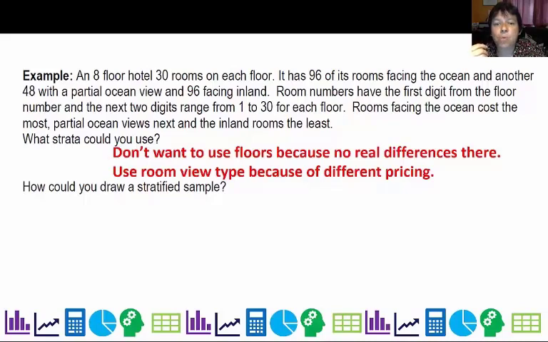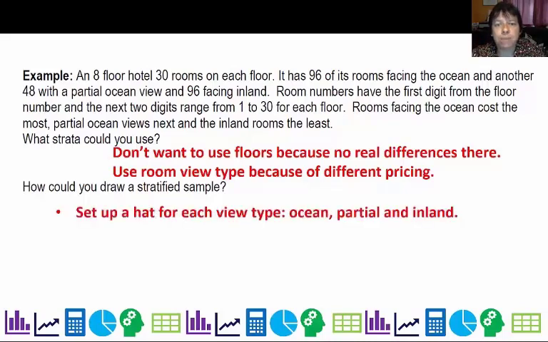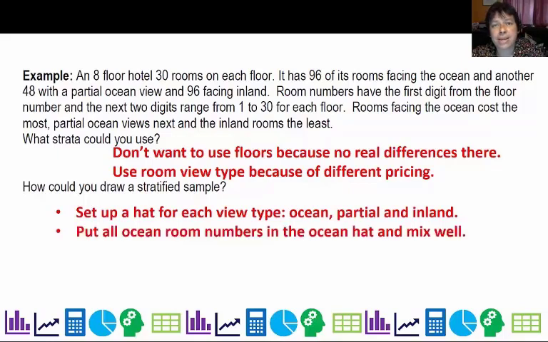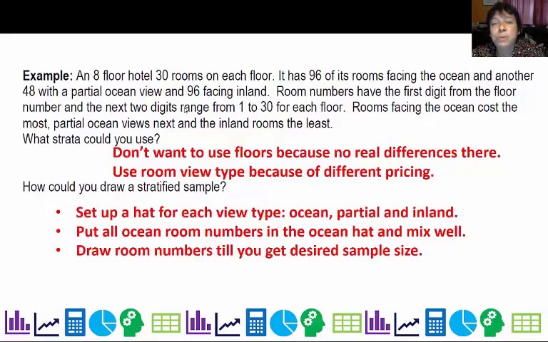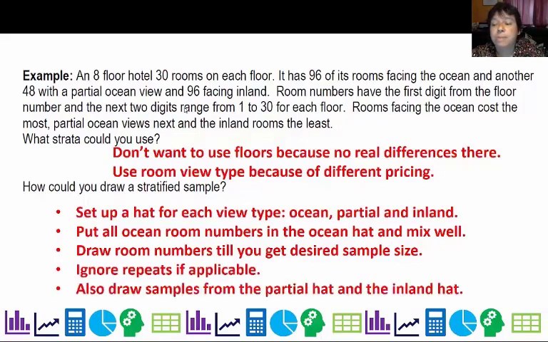How could you draw a stratified sample? Well, I would set up a hat for each view type. Ocean hat, a partial hat, and an inland hat. I wouldn't worry too much about this first digit from the floor. I would just basically take all the hotel room numbers and put them in the appropriate hat, depending on whether they have an ocean view, partial view, or inland view. Mix for each strata, for the ocean hat, mix it well. And then I would draw room numbers without replacement till I got the desired sample size because I want to ignore repeats. Then I would also draw samples from the partial hat and the inland hat.